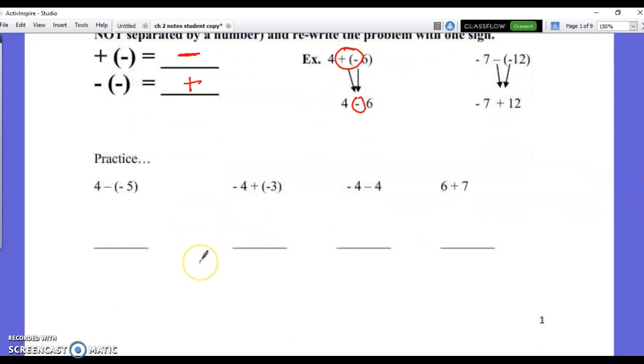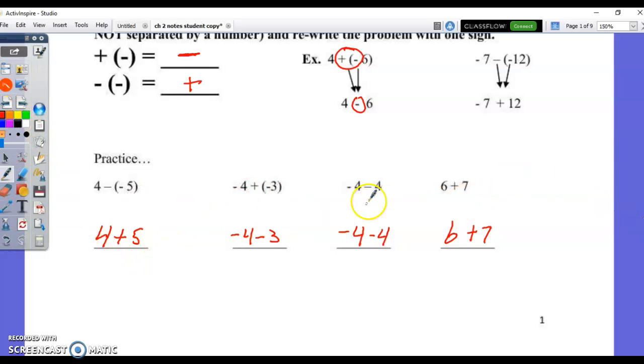So in these problems, if you want to pause this, practice merging these terms. I'm going to go ahead and do them, and then you can unpause and see if you got them right. So in this we have two negatives. If you look up at our notes, negative negative is positive, so this would be 4 plus 5. And again, I don't want the answer, I just want to see you merge the signs. So here we have a -4 plus a -3. They're different, so that would be -4 minus 3. Here, -4 minus 4, 6 plus 7. There's no change there because there's no double signs.